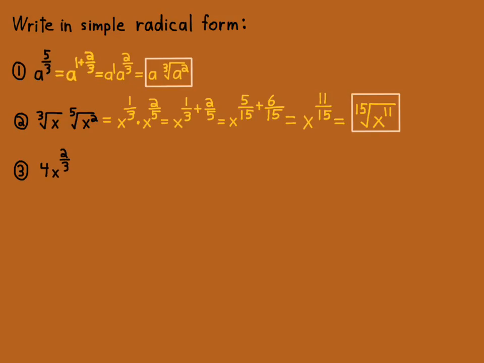4 times x to the 2/3. I'm supposed to write this in simple radical form. Well, the 2/3 power is less than 1, so I won't do that trick I did with example number 1. I don't have to do that. So I can just directly convert it. So it's 4 times the cube root of x squared. The important thing here is that the 4 is the coefficient of the whole thing. It's not being raised to the 2/3 power.